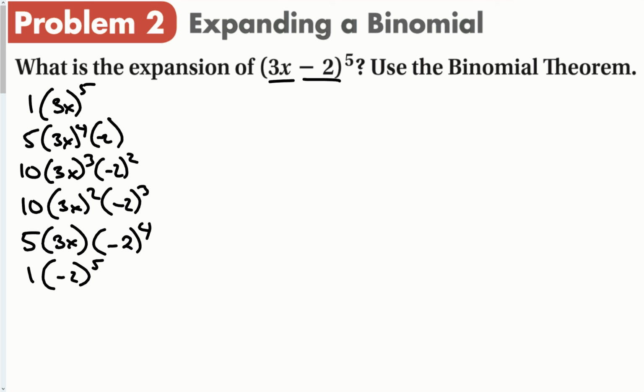So, 1 times, remember exponents first, doesn't matter because it's 1 anyway, so nothing really happens there. 3x to the fifth, 3 to the fifth power is 243. So it's 243x to the fifth. Exponents come before multiplication. Don't forget order of operations. 3 to the fourth is 81 times 5 times -2 is a -810x to the fourth.